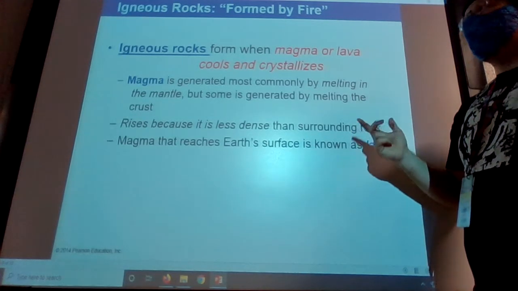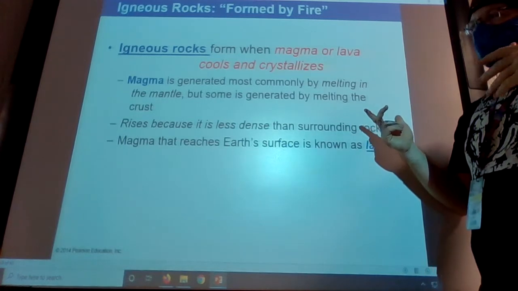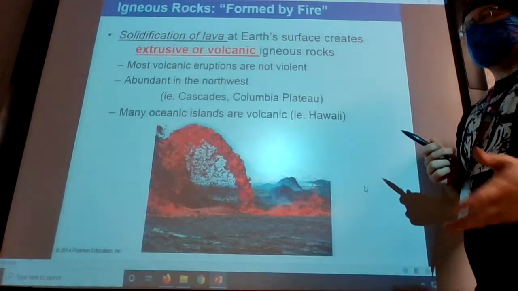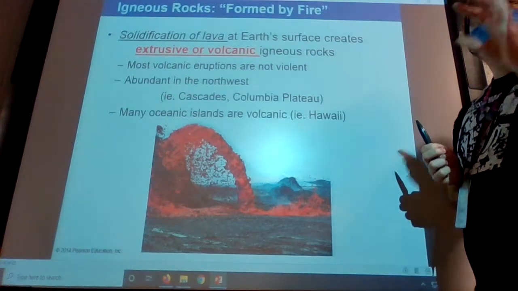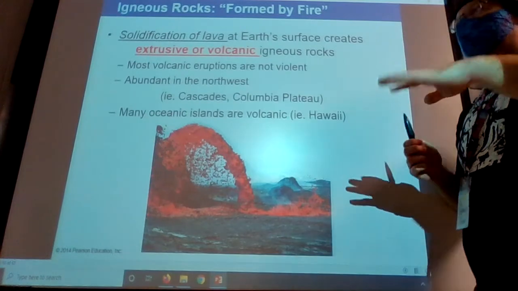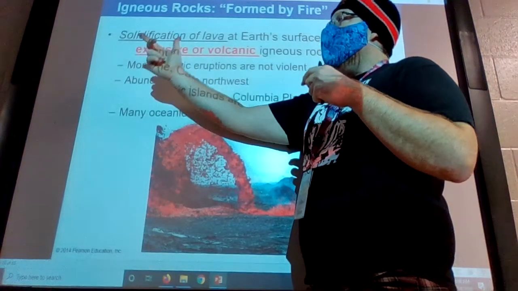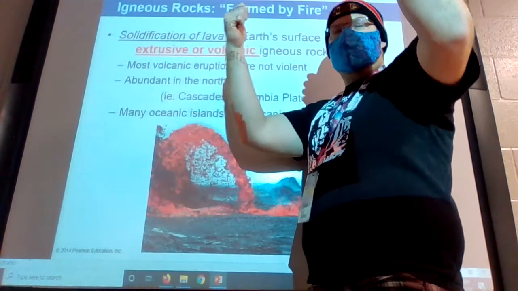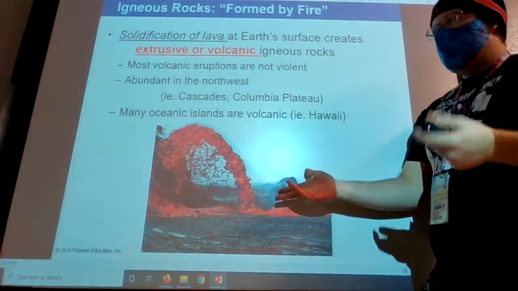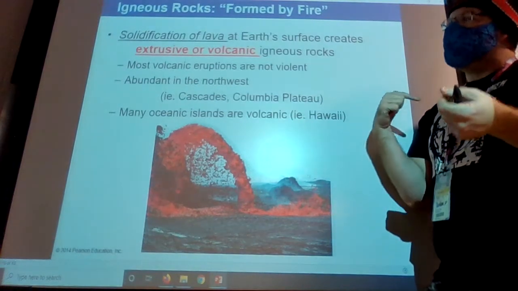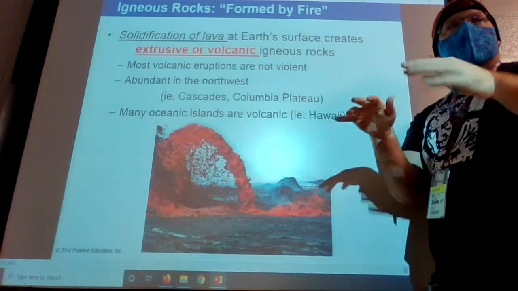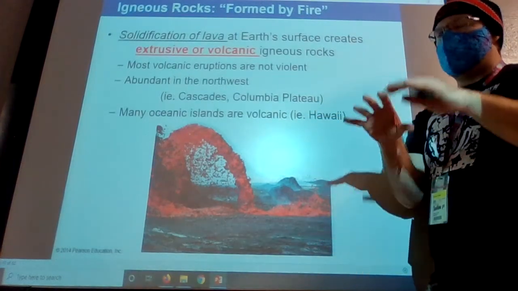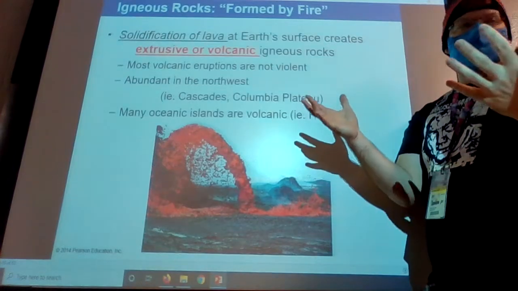Y'all all know this because we've been teaching all this from a young age. If it gets to the surface, it's called lava. If it stays underneath the surface, it's called magma. Now, when we get to the rocks that are formed by lava or magma, we have two different names for them. Extrusive is like the word exit. So extrusive got to the surface and erupted as lava. The opposite of that, which will be on the next page, is intrusive. If it never got to the surface, it stayed inside the earth and it cooled down there as magma. That is an intrusive rock.